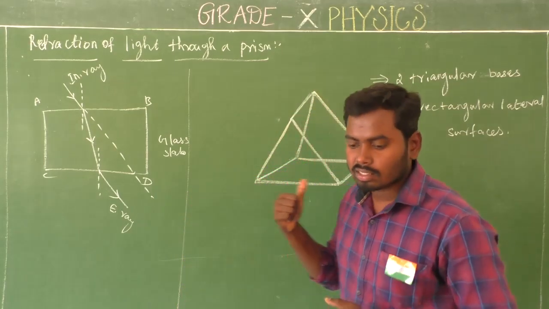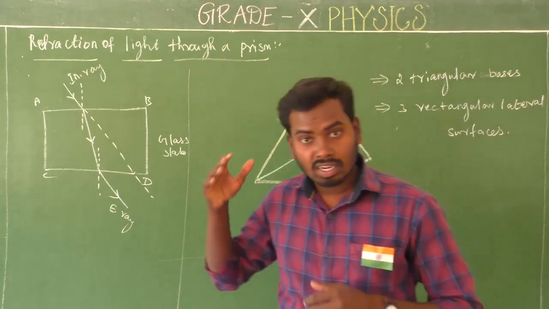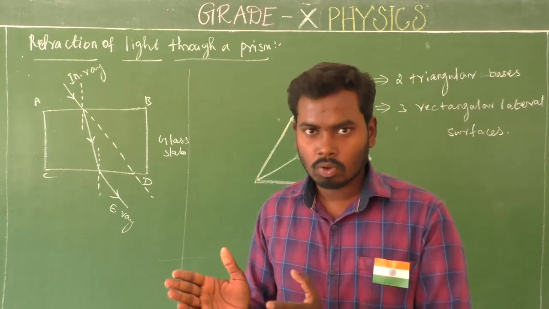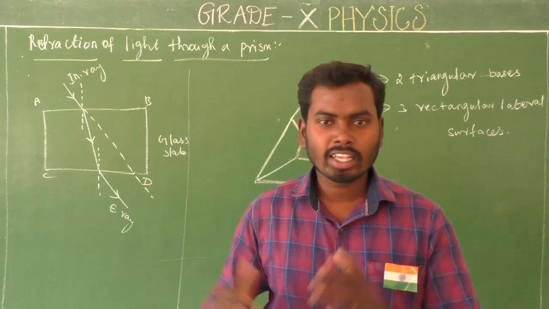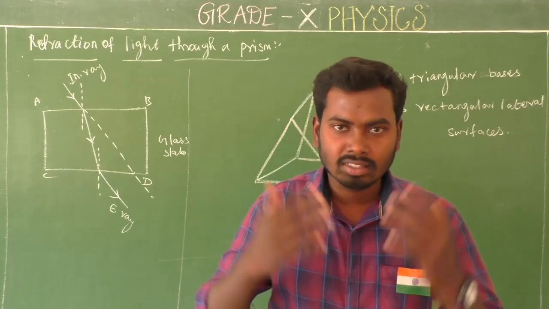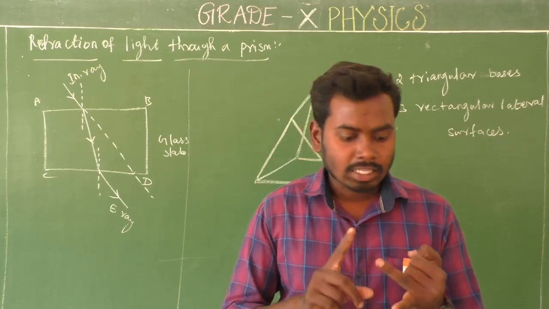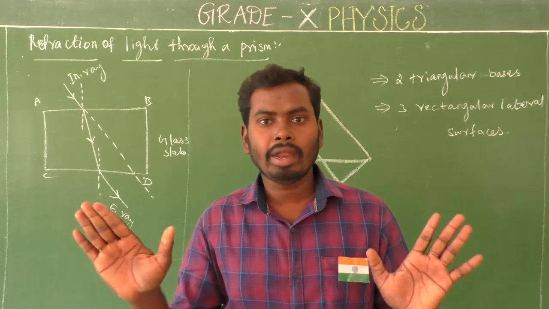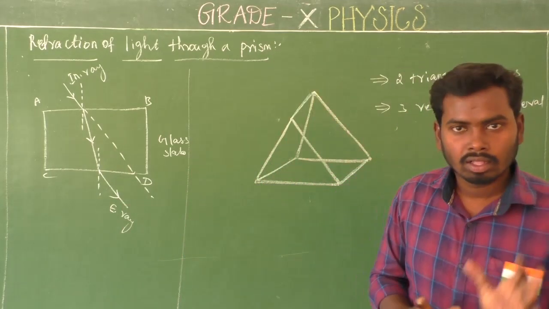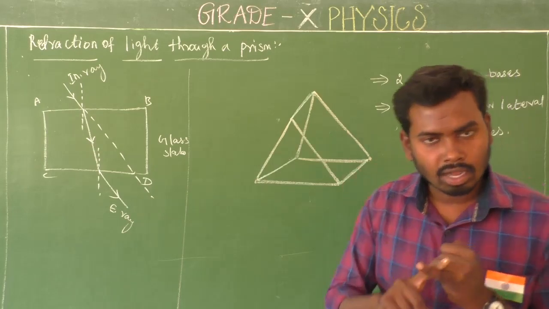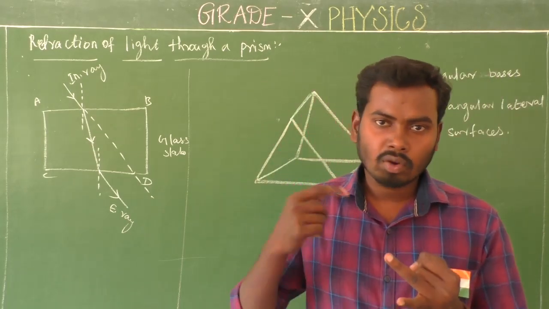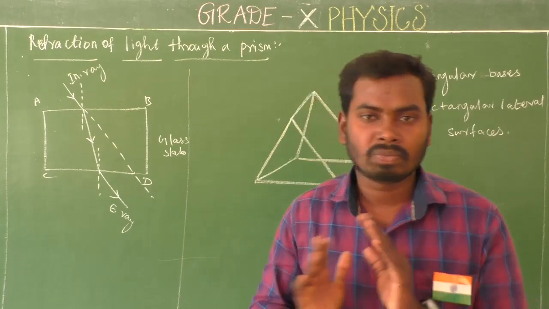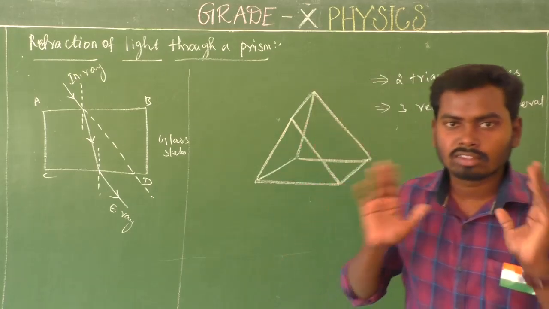This triangular glass prism is sometimes called a glass prism, and sometimes just a prism. They all have the same meaning. So we can say triangular glass prism, glass prism, or just a prism. All are the same meaning, you never confuse.